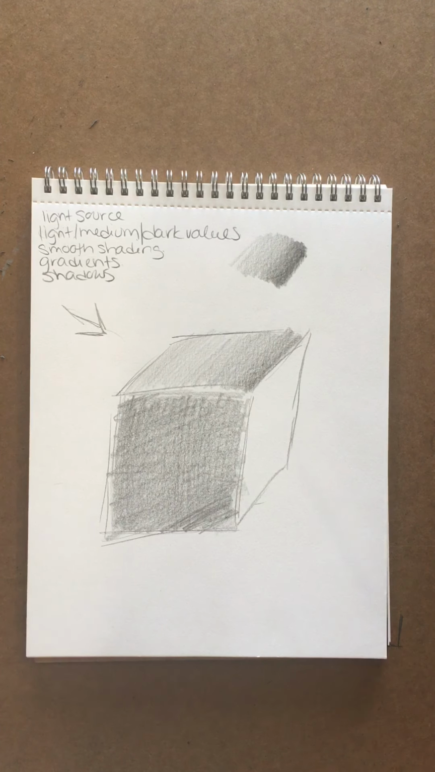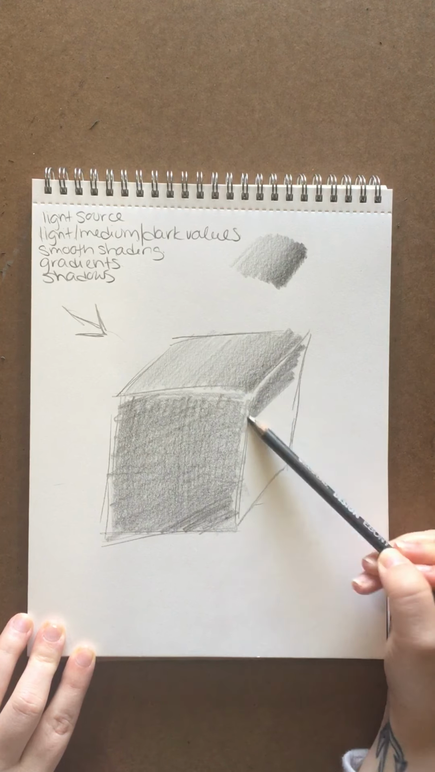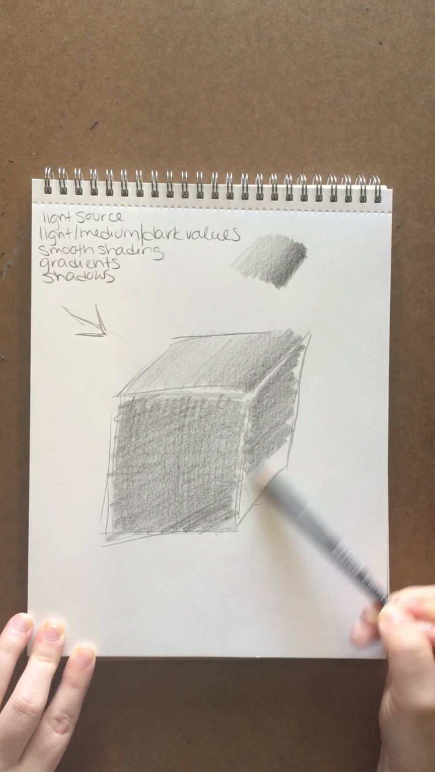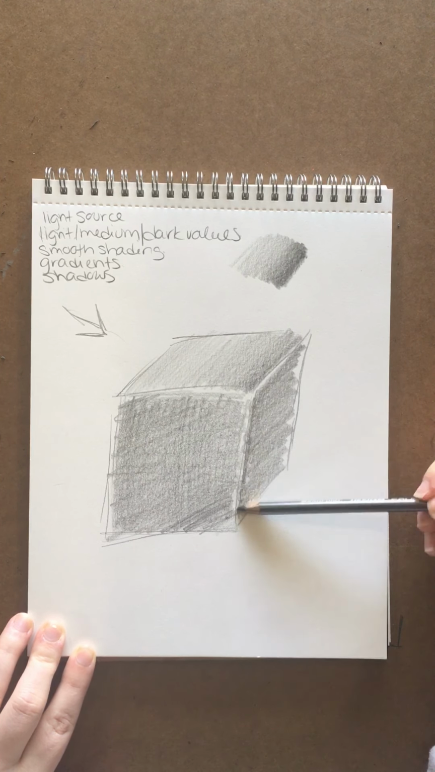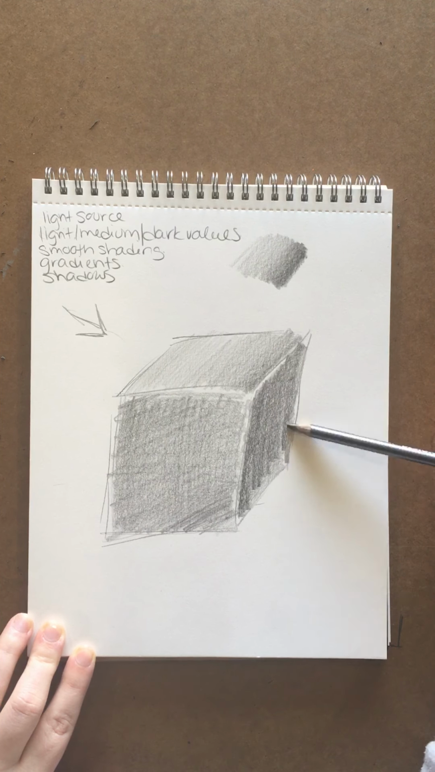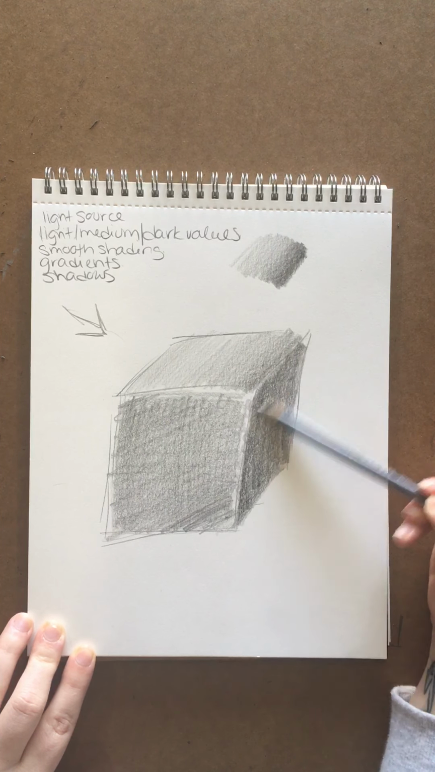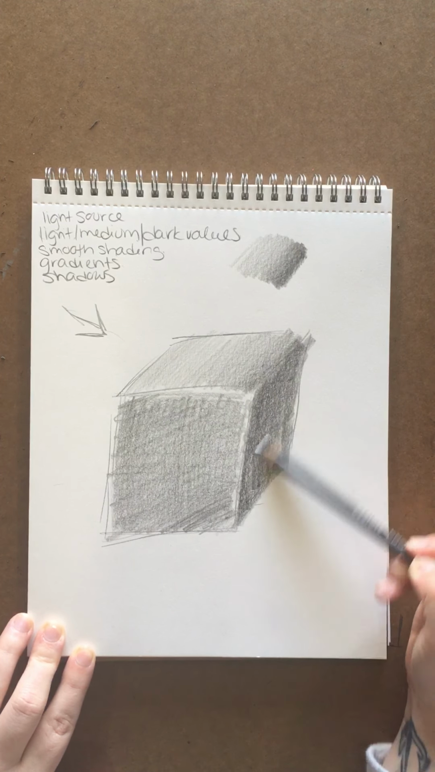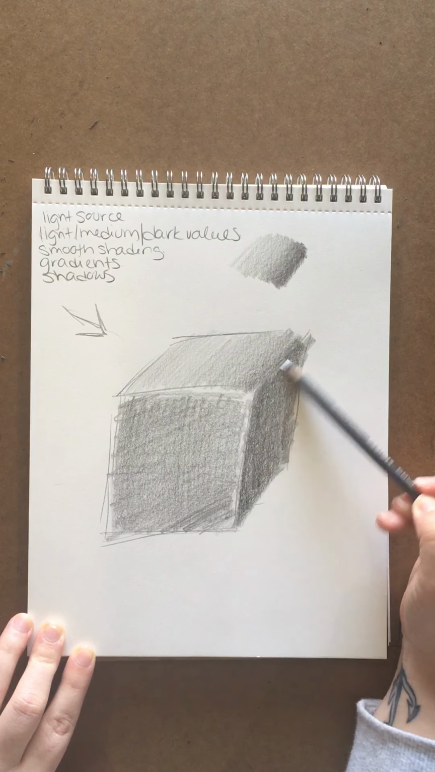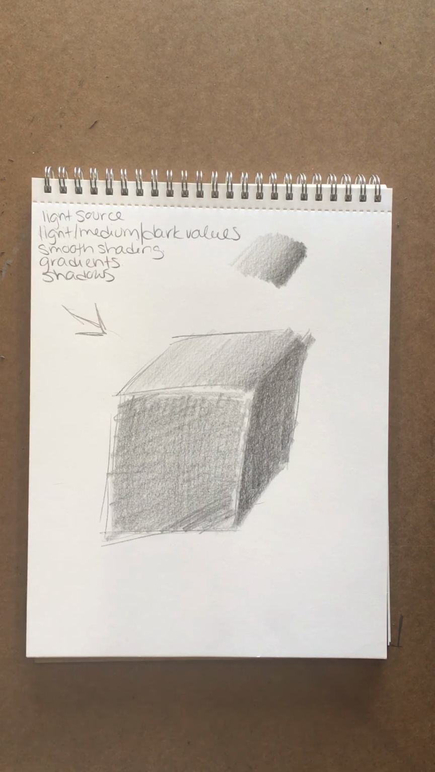This last side is going to be my darkest side because it's farthest away from the light source. So I'm going to push a little harder as I'm shading. I'm not pushing as hard as I possibly can in case I get too dark. It's probably not completely black or as dark as I can go. So I'm only going to do a couple layers and build it up as dark as I can get it without going too dark.